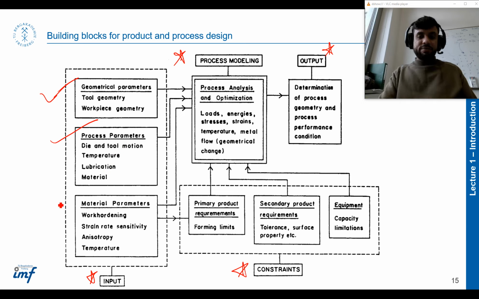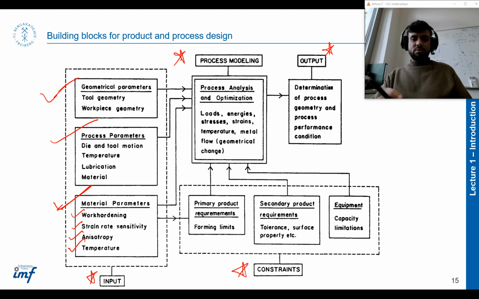And then, for example, the material parameters are specifically mentioned here. So we talk about how the material is work hardening, what is the strain rate sensitivity, if there is any, whether the material is isotropic or anisotropic, and how the temperature affects the material attributes. And there are many other parameters, but this is just a very simple system. So we give input of all these attributes as well as we talk about the constraints.